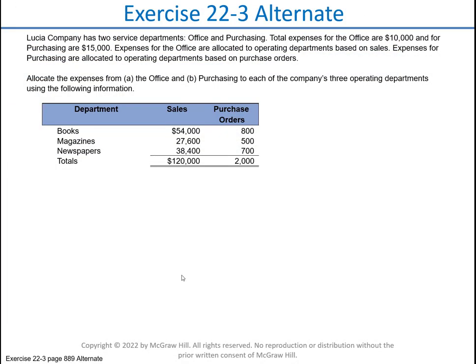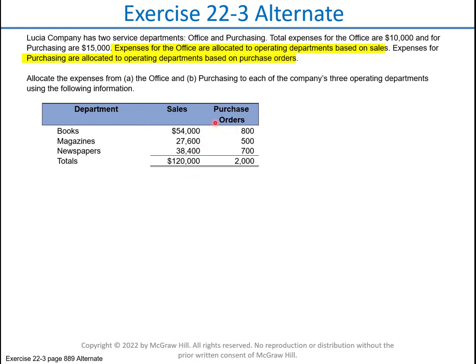The first exercise is 22.3, where we are going to allocate cost between different departments. This company has two service departments, office and purchasing, and they have three operating departments, which are books, magazines, and newspapers. The expenses of the service departments will be allocated to these three operating departments. The office expenses will be allocated based on sales, and the purchasing department, their costs will be allocated based on purchase orders.